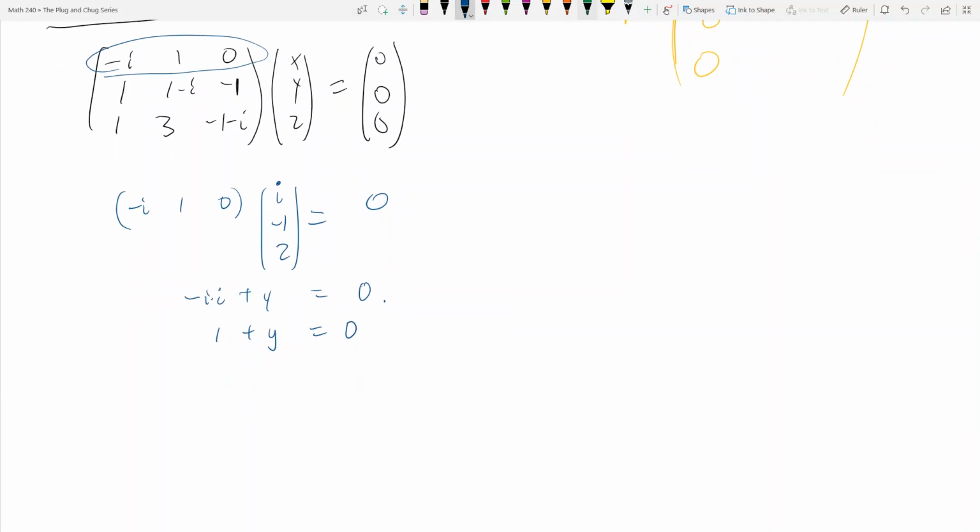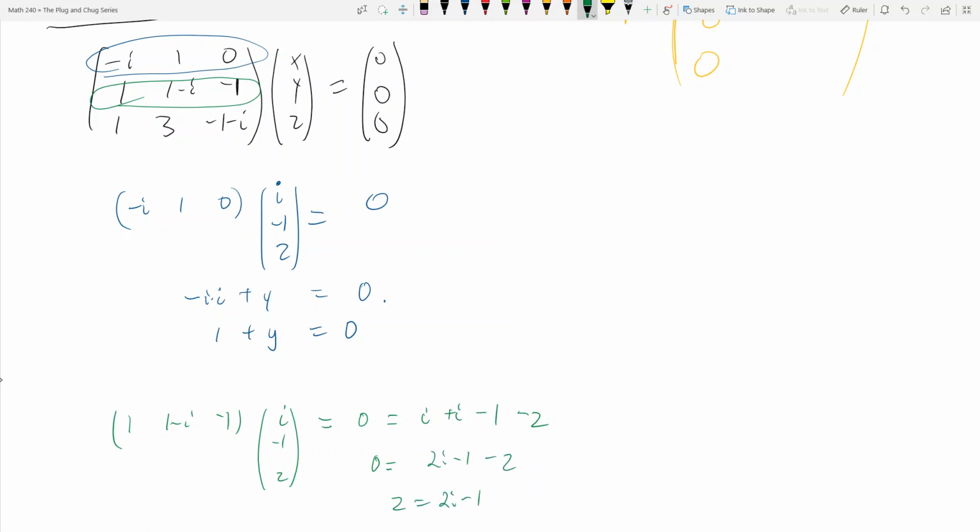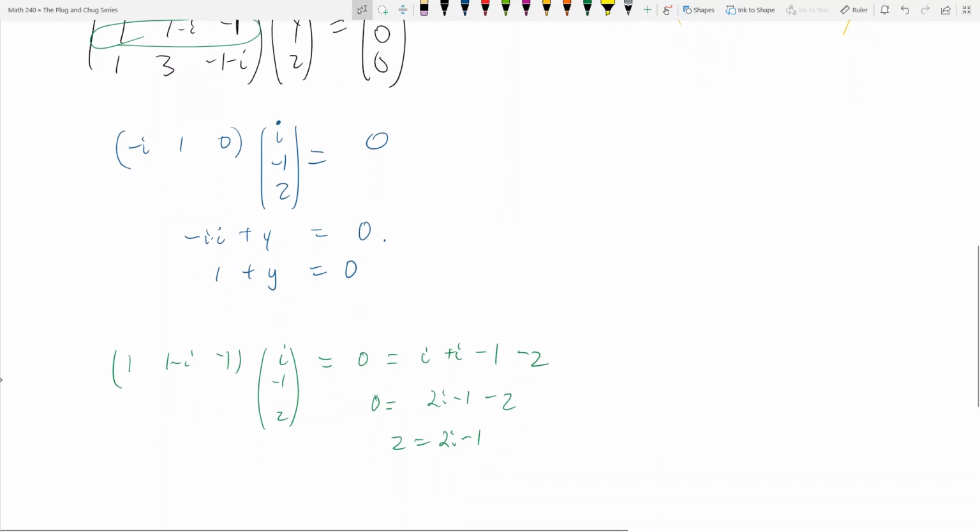You take another row then, and now you have 1 minus i and negative 1, right? But now you're multiplying it by i, negative 1, z. And so this should equal 0, but right now it equals i plus i minus 1 and then minus z, okay? And so now you get 0 is equal to 2i minus 1 minus z, and so z is equal to 2i minus 1, right?